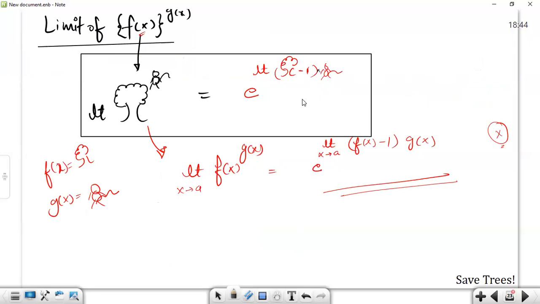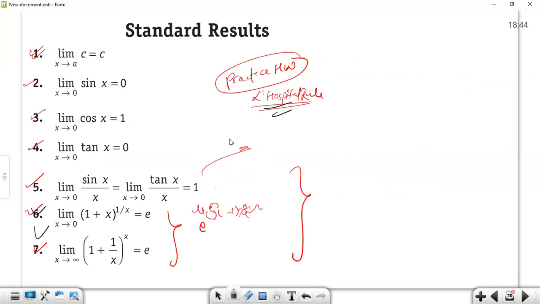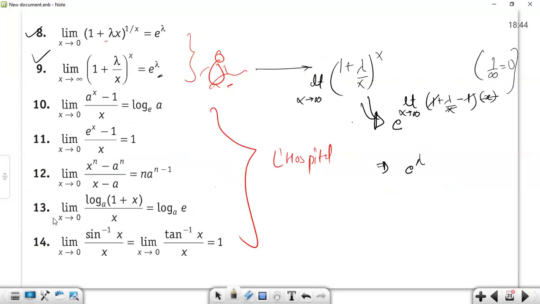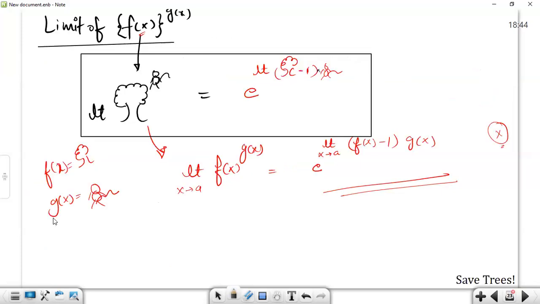Sir, what are all the homework? Please can you repeat? Homework: you have to prove properties 5, 6, 7 and 8, 9, 10, 11, 12, 13, 14. Okay, sir. Till 14 only.